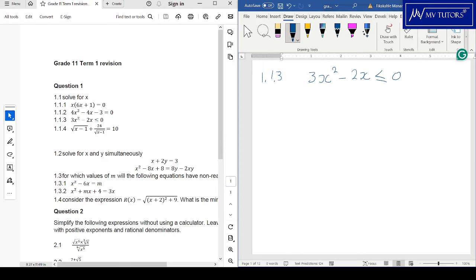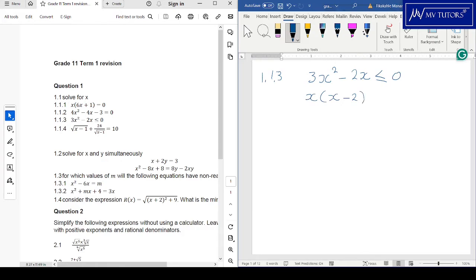So with this one, what I will do is that I need to factorize this first. And in factorizing this to solve for x, to find my critical values, I can take x out, and then I'm left with x - 2, isn't it?